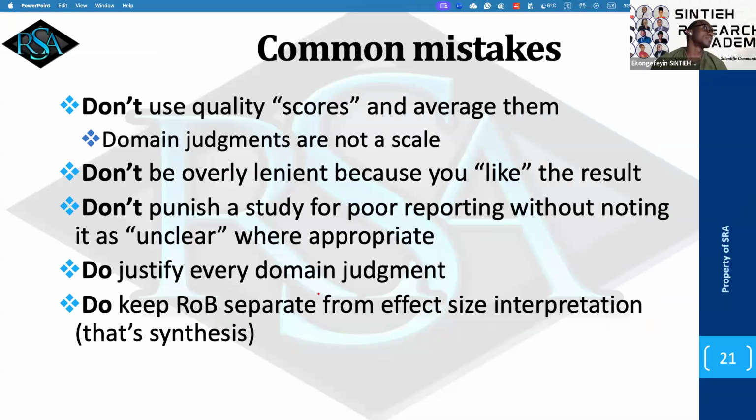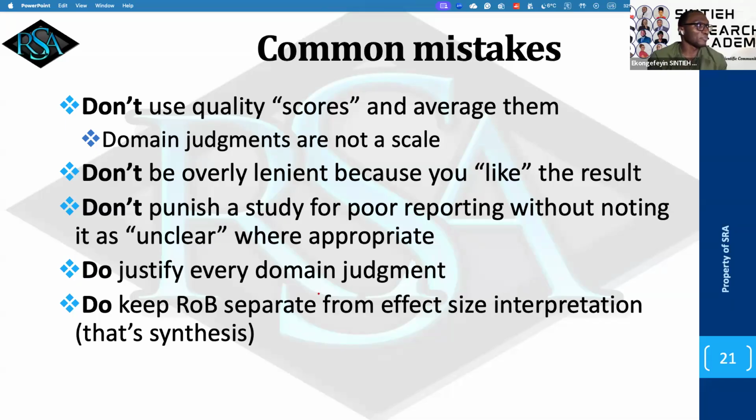So, common mistakes: don't use quality scores and average them. Each judgment is done independently, it's not a score. And don't be overly lenient. If you see a paper that you like, don't go easy on assessing it.